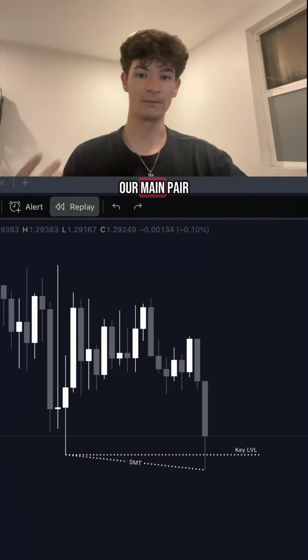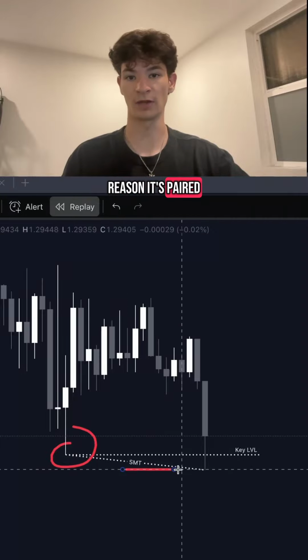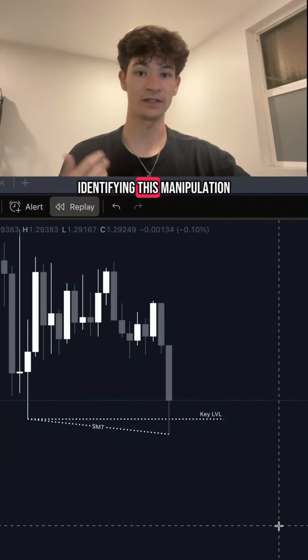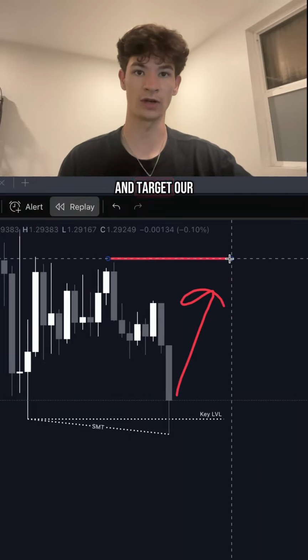So if we look back at our main pair, you can see we obviously swept out this low, which is what we used as our key level, and that's the reason it's paired with an SMT. The reason that identifying this manipulation is important is because it allows us to anticipate when we're ready to distribute and target our buy side liquidity.